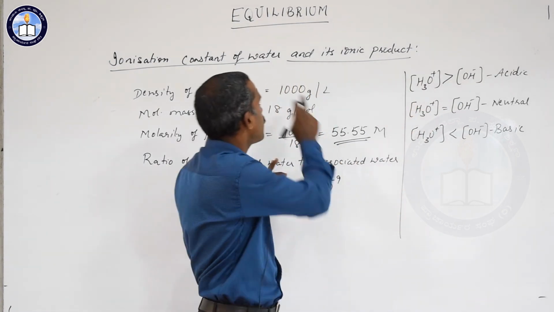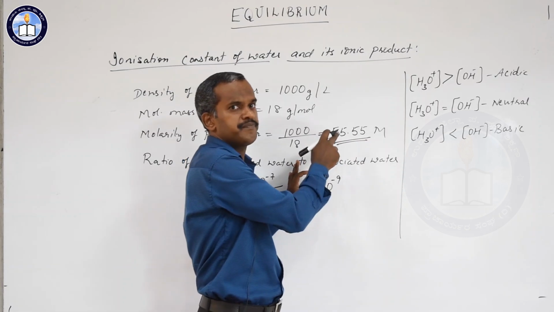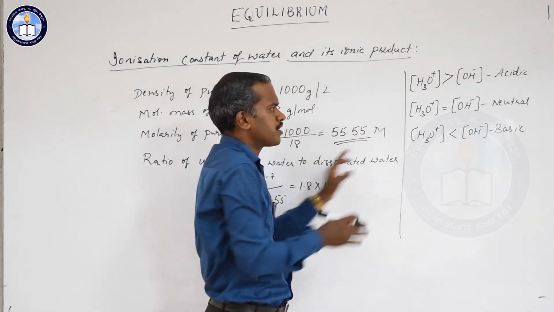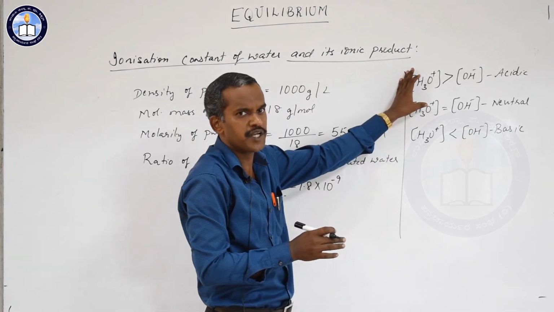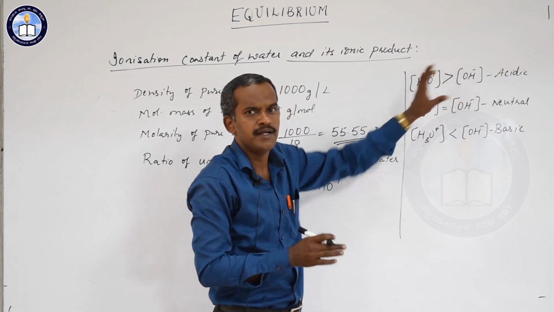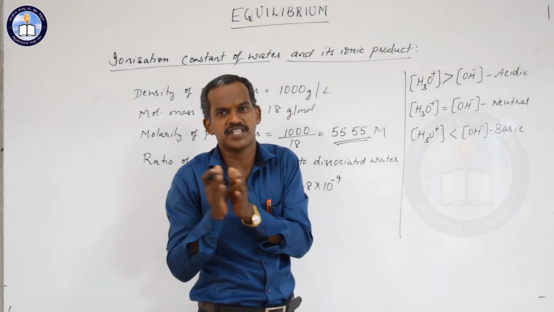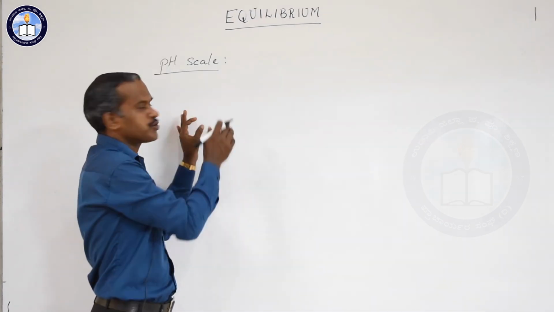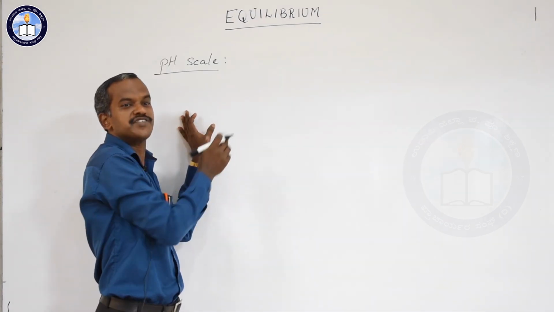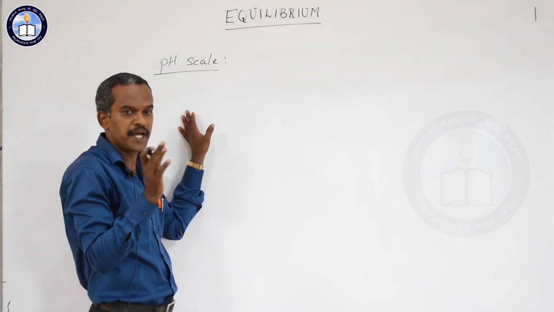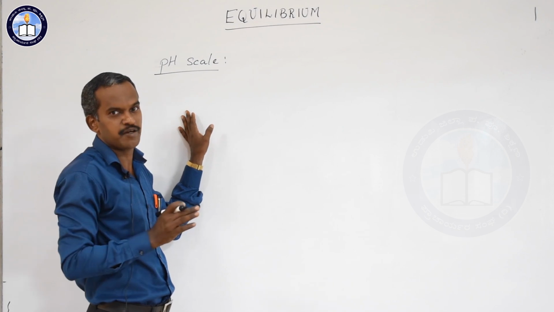So that's all about the dissociation constant. Next we will continue with the pH in detail. I hope you understood till here. The comparison between the concentration of hydronium ion and hydroxyl ion decides whether the solution is acidic, basic or neutral. Okay, students, I told you about the hydronium ion concentration and the OH minus or hydroxyl ion concentration. The comparison decides whether the solution is acidic or basic.